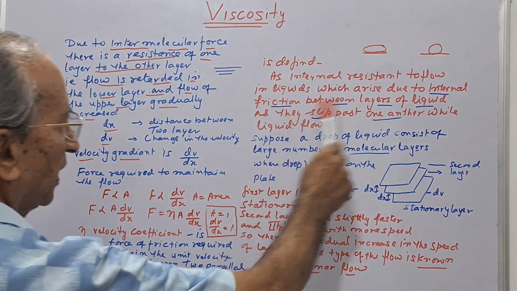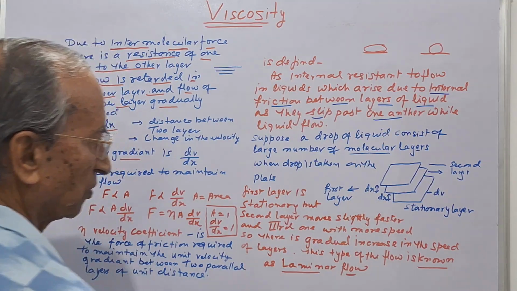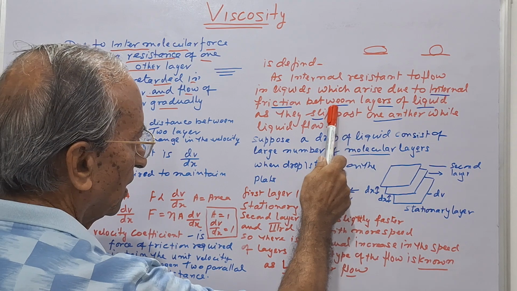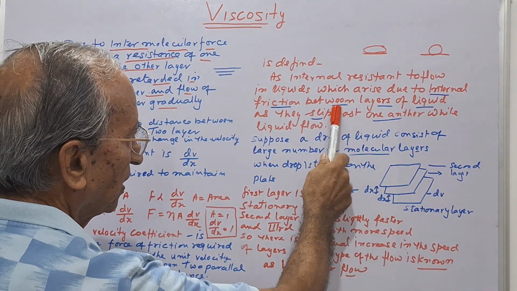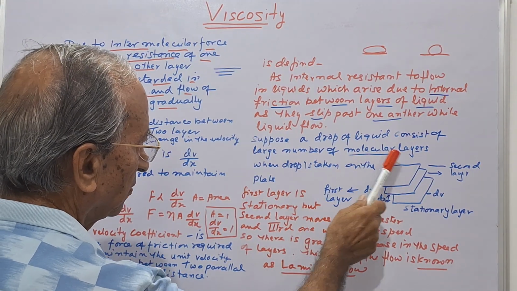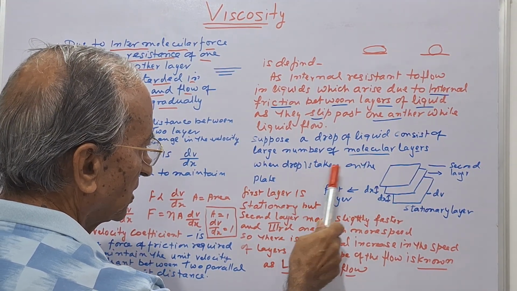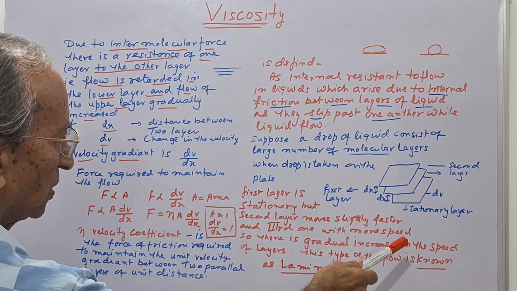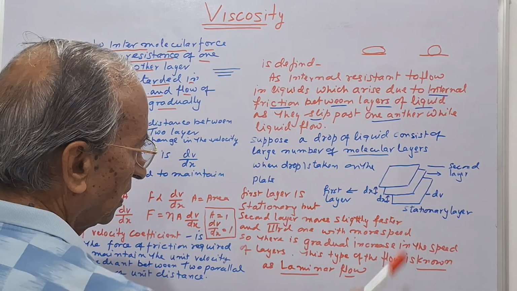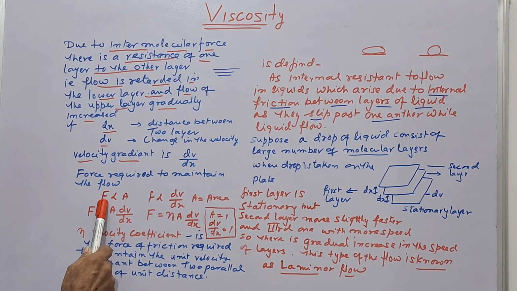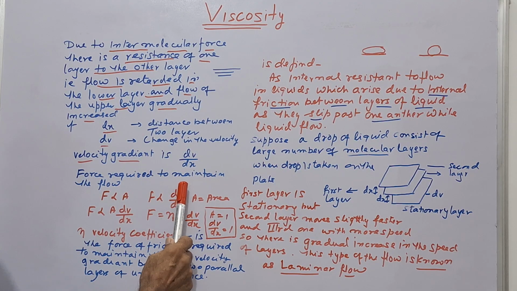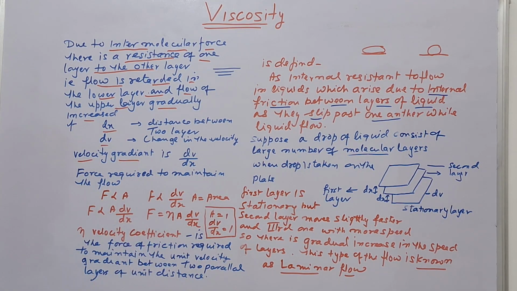So here layers of the liquid means molecular layers of the liquid. So the point is that internal resistance is the friction force between the molecular layers. Suppose a drop of liquid consists of a large number of molecular layers. When a drop is taken on the plate, dx is the distance between the two layers and the change in velocity is dv. So force is directly proportional to the area and directly proportional to the velocity gradient, and A is the area.